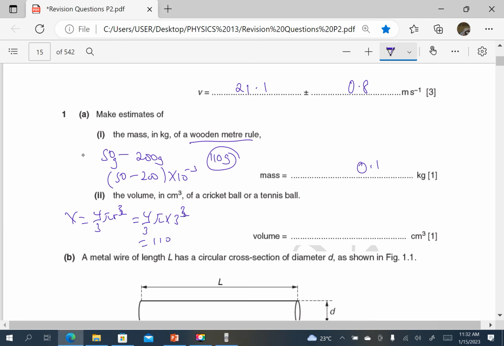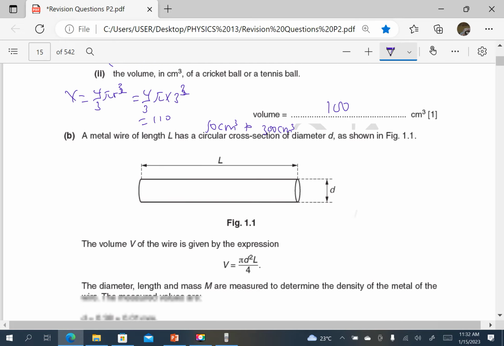But a cricket ball has volume between 50 centimeters cubed to 300 centimeters cubed. So me, I will take 100. So you choose a value in that range.